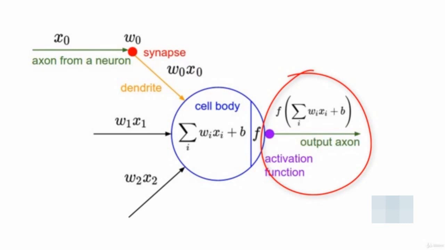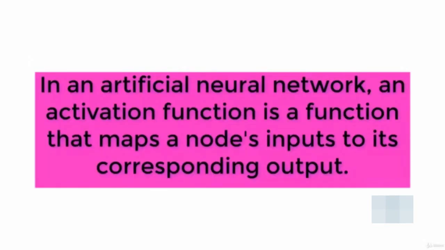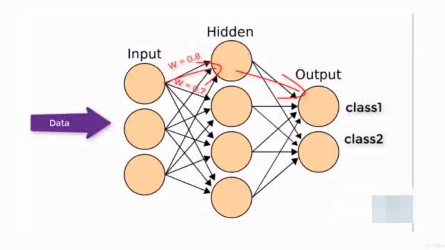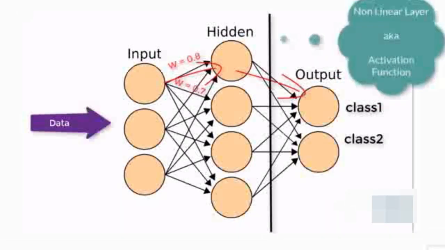This nonlinear function is called an activation function. In an artificial neural network, an activation function is a function that maps a node's input to the corresponding output. In the previous video, we took the weighted sum of each incoming connection for each node in the layer and passed that weighted sum to an activation function. The activation function does some type of operation to transform the sum to a number that is oftentimes between some lower limit and some upper limit. This transformation is known as a nonlinear transformation.